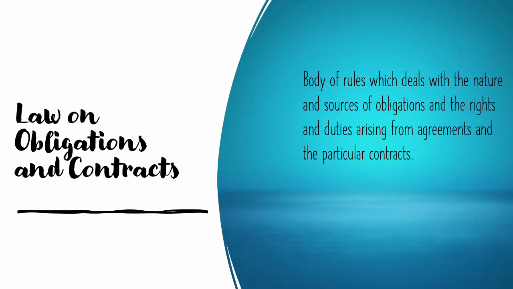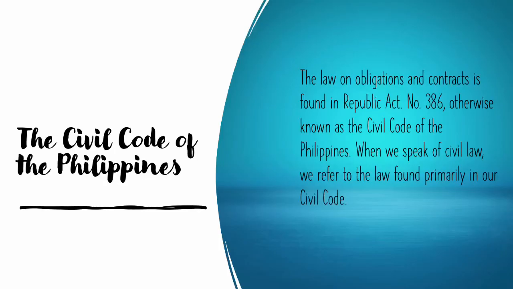So, we are now ready to tackle the law on obligations and contracts. When we speak of the law on obligations and contracts, we refer to the body of rules which deals with the nature and sources of obligations and the rights and duties arising from agreements and the particular contracts. The law on obligations and contracts is found in Republic Act number 386, otherwise known as the Civil Code of the Philippines. When we speak of civil law, we refer to the law found primarily in our civil code.